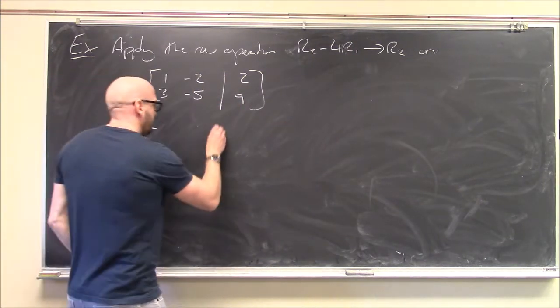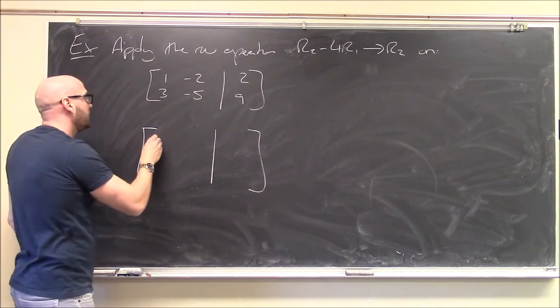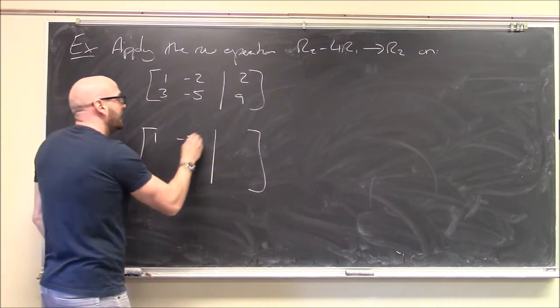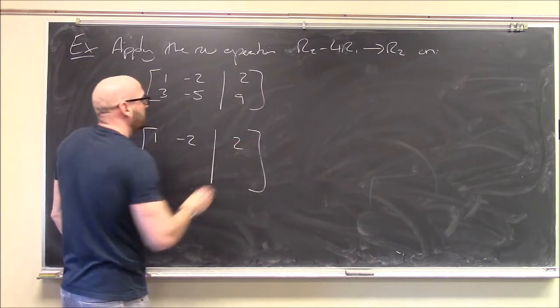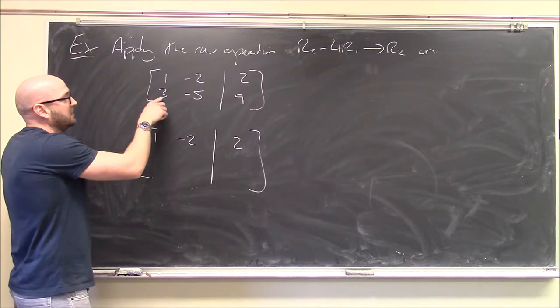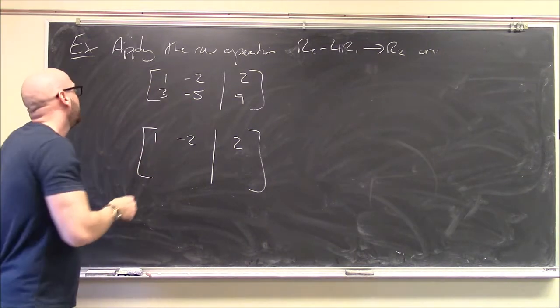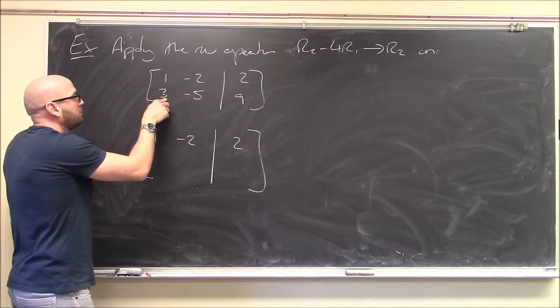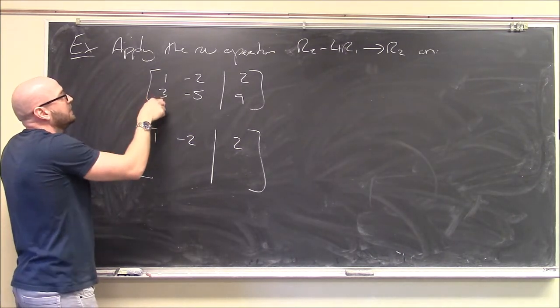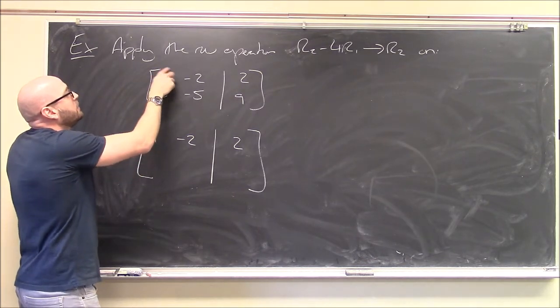So let's see. Notice I'm only replacing row 2, so that means row 1 stays exactly the same. So I'm just going to copy row 1 again. 1, -2 and 2. But now row 2 is getting replaced. It's getting replaced by row 2 minus 4 times row 1. So let's see, what do we have? We've got 3, and I'm going to subtract from it the corresponding entry above it. So 3 minus 4 times 1.